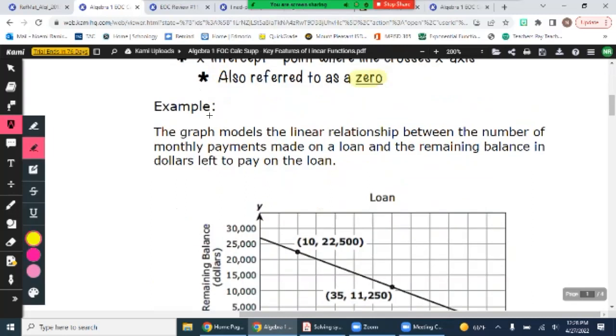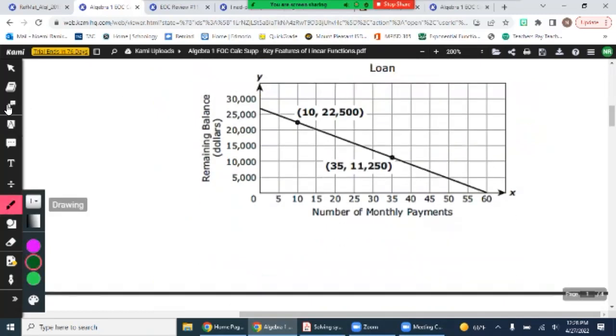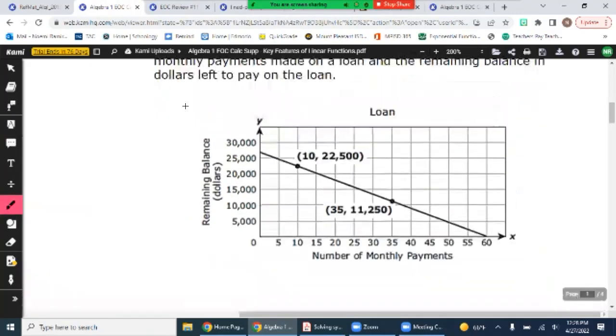So the very first example, this is one of the examples that you're going to see in your packet. It's only going to ask you one question, but there are so many things that we can gather from this graph that I wanted to do it all in one. After we go over this one, you should be able to answer all of the questions in the packet, okay? So first things first, even though it doesn't have the question attached, what would you assume it's asking for? Why would you assume that?